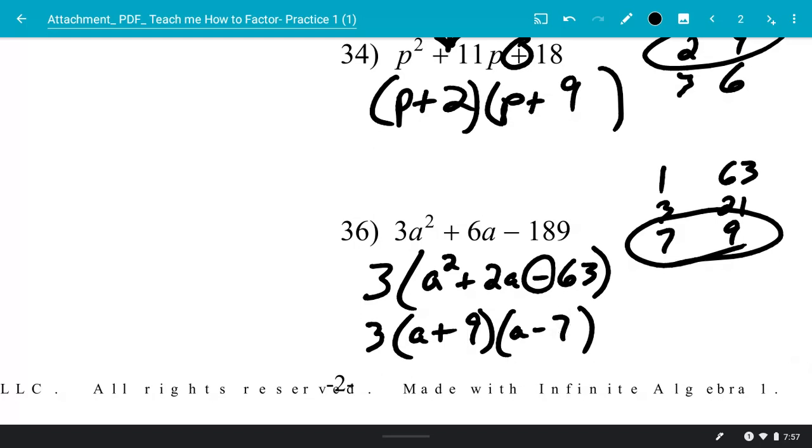And there you have it. There we factored. Teach Me How to Factor, practice 1. Hope you feel a little bit better about this. Do the odd problems. Good luck.